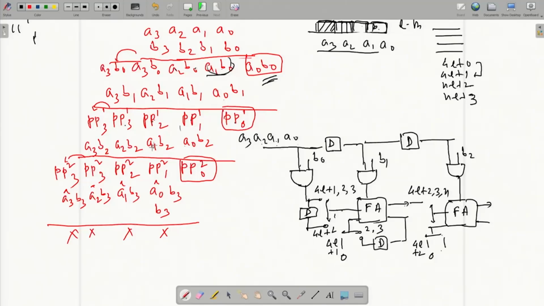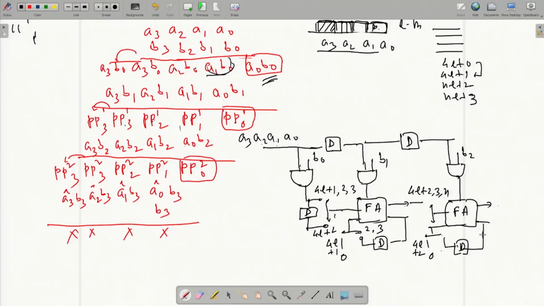Okay. At 4L plus 3, A1 came here at 4L plus 1. So, at 4L plus 3 here, A1 dot B2 with this result and the previous carry gives a new result, new carry. Then A2 B2: A2 came in at 4L plus 2, now it is 4L plus 3, 4, isn't it? 1, 2, 3, 4, so at 4L plus 4, A2 B2. So, this result comes here, new result, new carry goes on.